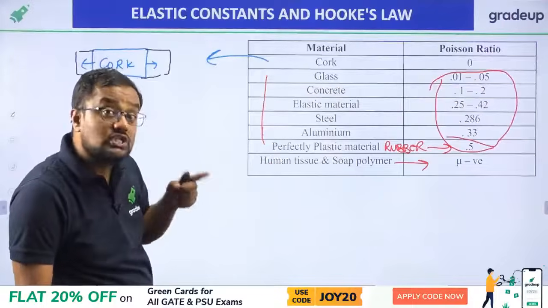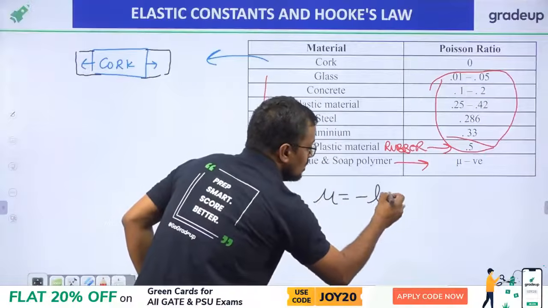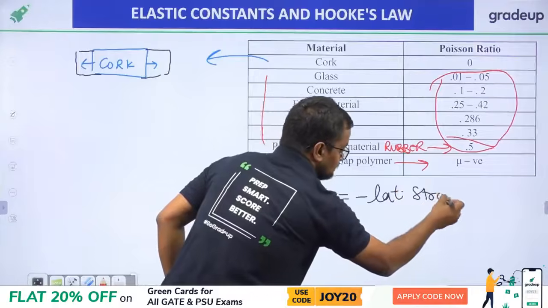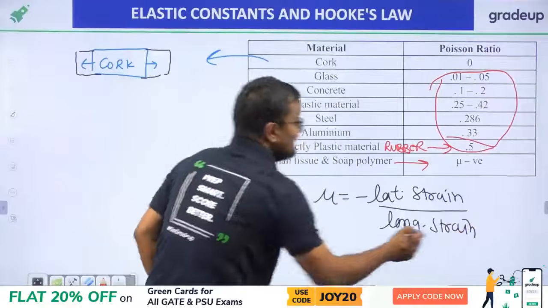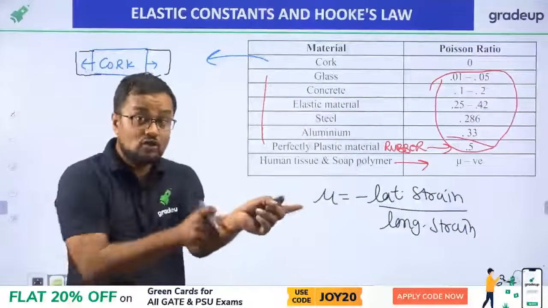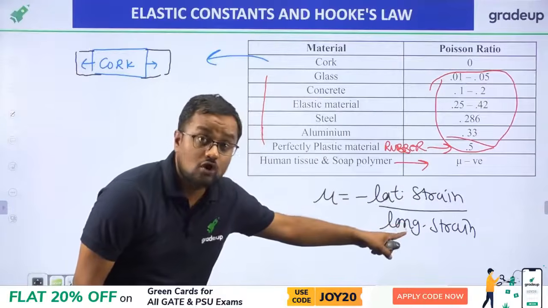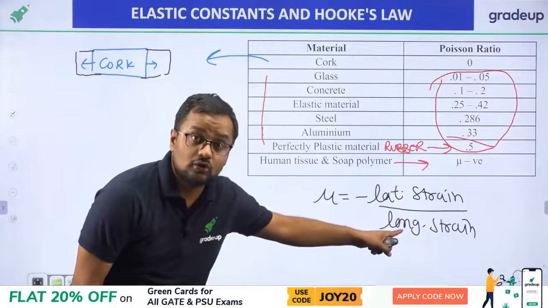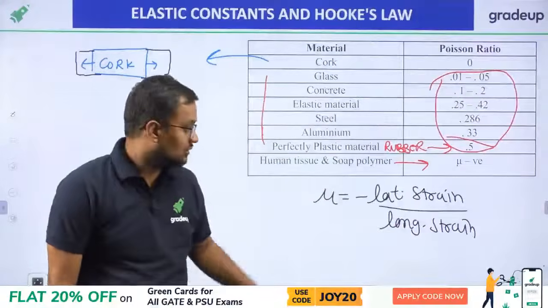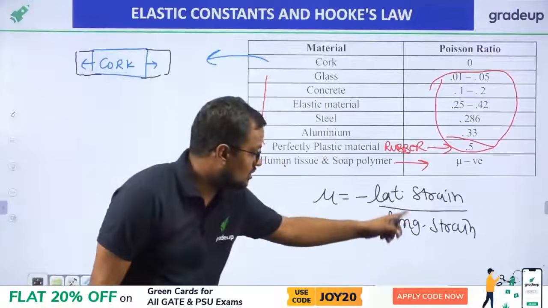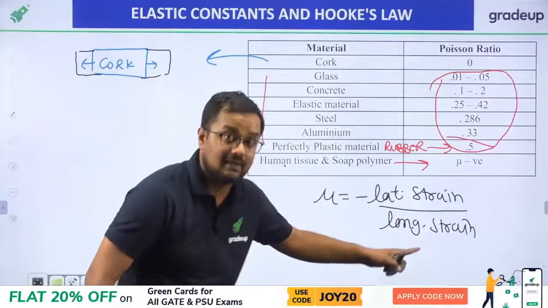Now, for human tissue, mu is negative. I am writing the formula again: mu is equal to minus of lateral strain upon longitudinal strain. So mu is negative for soap, polymers and human tissues. Mu is negative means this lateral strain and this longitudinal strain are both of the same sign. Either they will be plus plus or minus minus, and then it will come out negative. Means they are both increasing, plus plus, or they are both decreasing, minus minus.